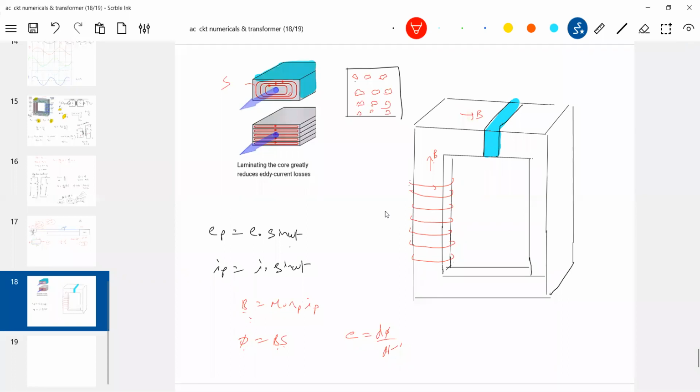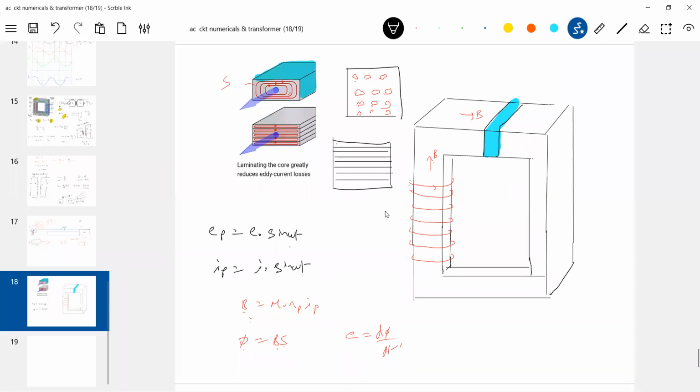How to stop this eddy current flowing? So I will laminate it. Laminating the core greatly reduces eddy current here. So what do you mean by laminate? I will cut this. First a strip, then a layer. Like this will happen. The core will be laminated.